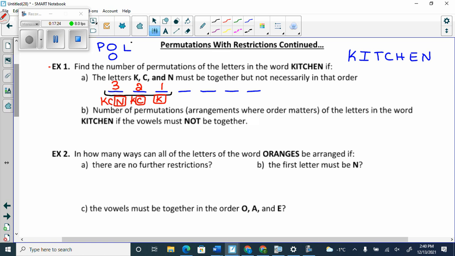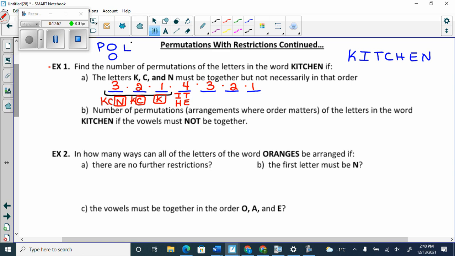And then how many letters do I have left for this blank here? 4. I'll show what they are: I, T, H, E. So I have 4. Then how many do I have for here? 3, then, and I need all these letters to make the word kitchen, right? Now this would actually be the answer if I said K, C, and N must be together at the front. But did I say that? No, I said K, C, and N must be together.